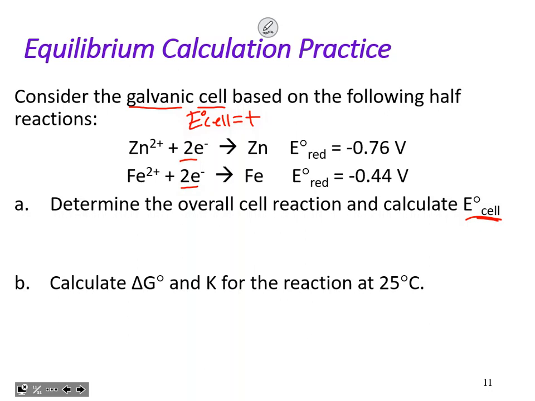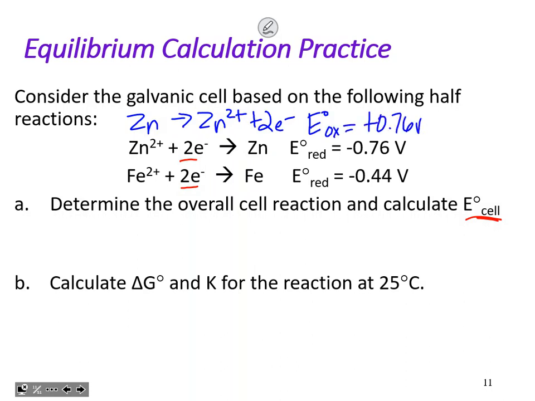Yes, we want to flip the first one. So that's what I'm going to do here, I'm going to flip the first one. I'm going to erase this above here so I can flip it above that. So this is going to be Zn going to Zn2+ plus the 2 electrons. Now this becomes E-ox and it's positive, like so. And so we don't need this one anymore because we flipped it.